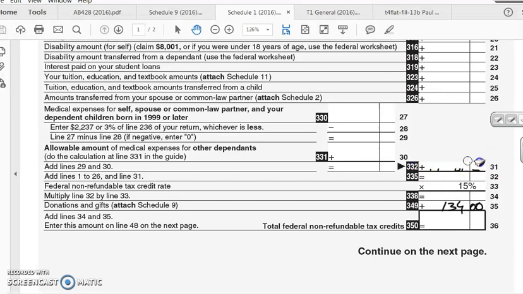Sorry, wrong line. We had $11,581.26 here, multiplied by 15%. Gets us $1,737.19, and to that we are adding the 134, which gets us $1,871.19. Okay, I'm going to continue on to the next page.